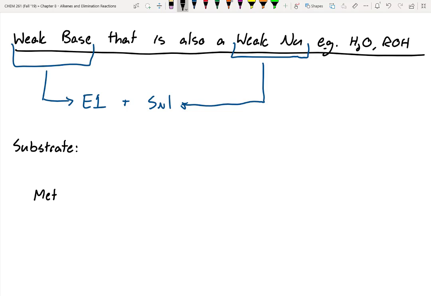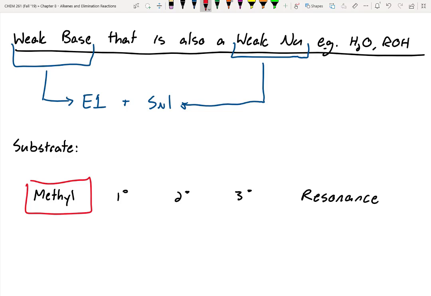Let's go ahead and again write down methyl, primary, secondary, tertiary, and resonance. All right, let's take a look at the methyl one. Is this going to be very good for E1 or SN1? Why not? Well, we said no E1 because it doesn't have beta protons, but why not SN1? It's really, really unstable as a carbocation. So down here we would say no reaction. It is too unstable.